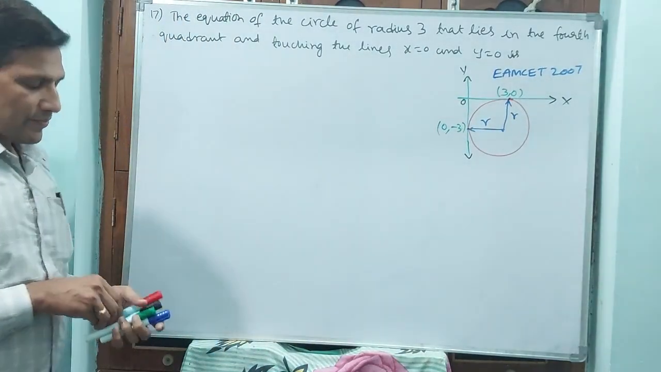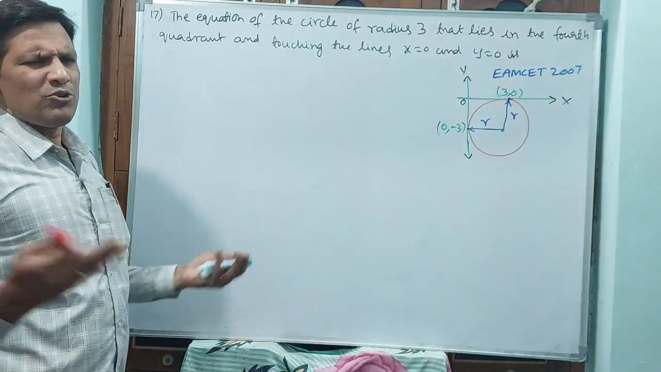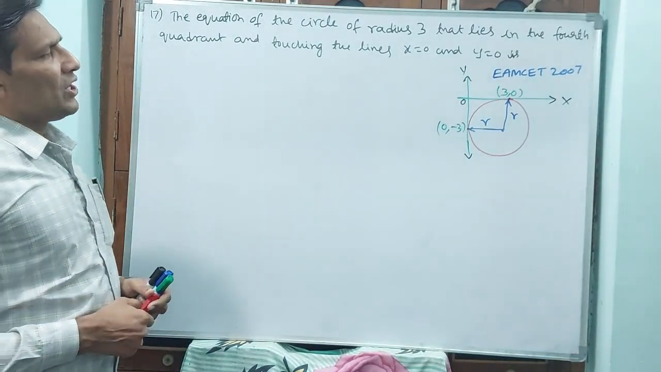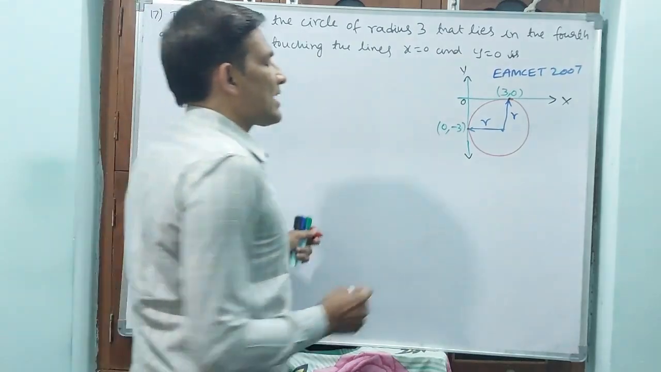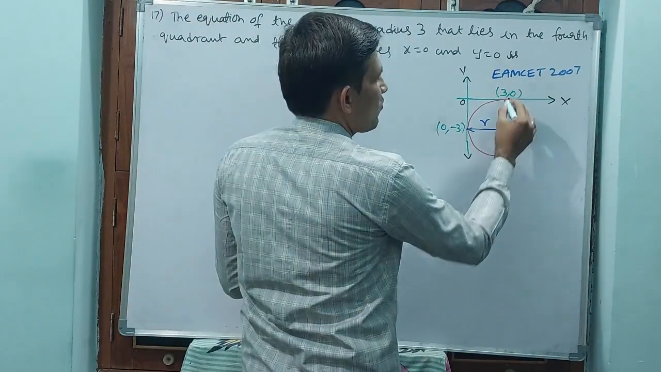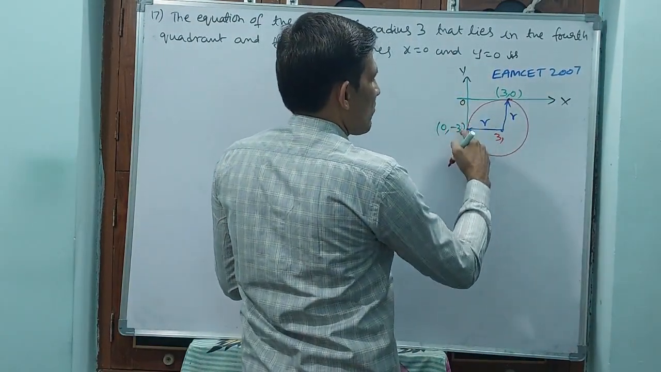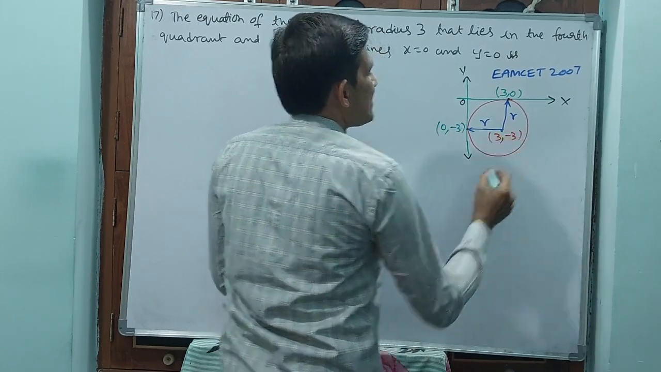You understand now? Now you don't require anything else, because you only require the center. How are you going to take the center? In the x coordinate it is 3, in the y coordinate it is minus 3. That's all.